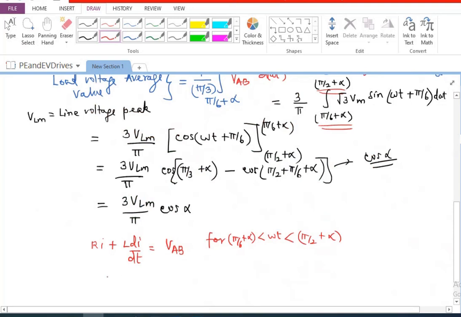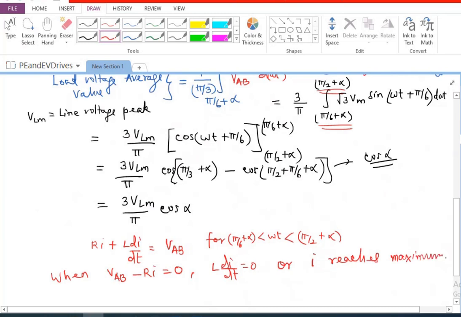So in this particular case also, when VAB minus Ri equals 0, that is when we are going to have L di by dt equal to 0, or i reaches its maximum.